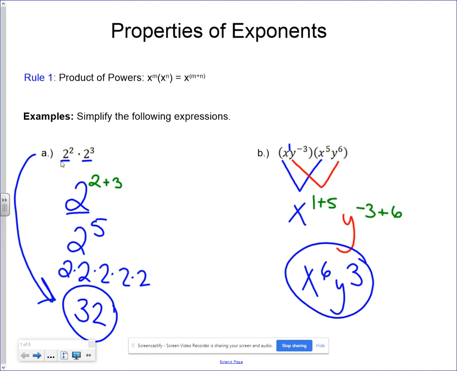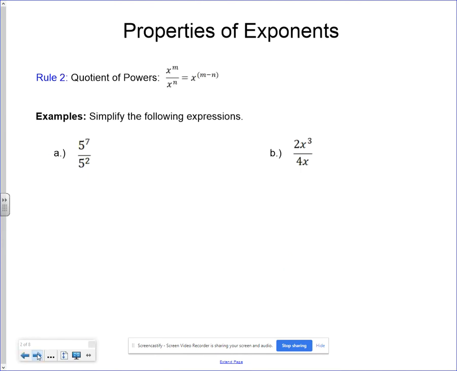All right, let's look at another rule. So here's rule 2. It's similar to rule 1. Rule 1 is the product of powers. Rule 2 is the quotient of powers. Notice we're dividing two powers that have the same base. And what it says to do is subtract the exponents. When we multiply, we add. When we divide, we subtract. So let's look at these examples.